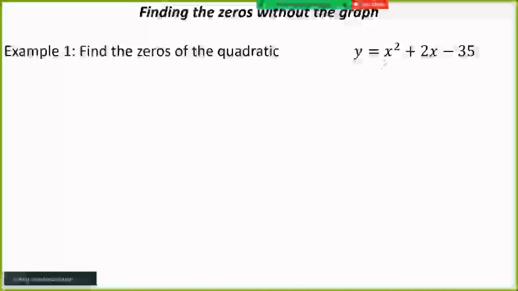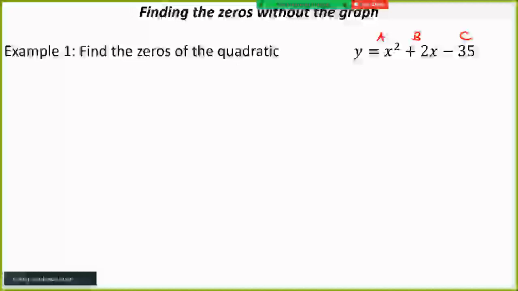So instead of vertex form, I want to go back to our standard form. Here's our first example of finding zeros. Here's our quadratic, y equals x squared plus 2x minus 35. All through Unit 2, we learned how to factor this expression. We turned it from this A, B, C format into the two parentheses being multiplied together. And that's how we find the zeros.